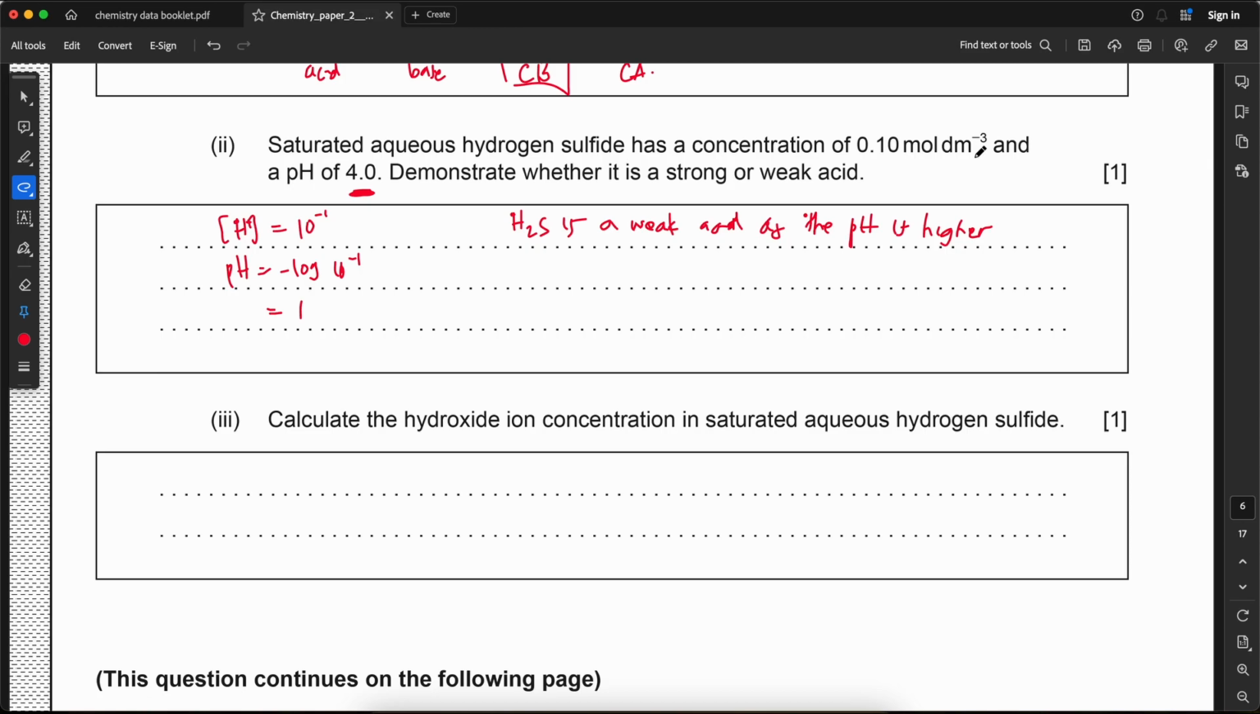Calculate the hydroxide ion concentration in saturated aqueous hydrogen sulfide. If its pH is 4, pOH will be 10. So the concentration of OH minus will be 10 to the power negative pOH. So 10 to the power negative 10.